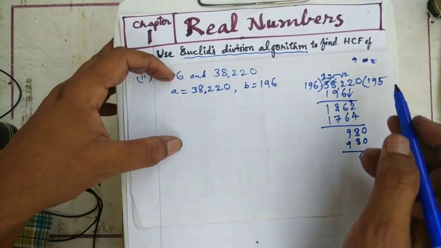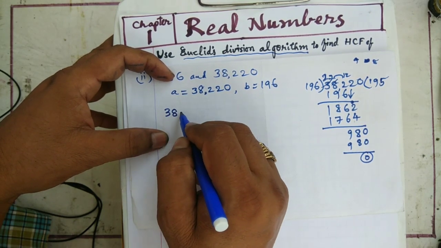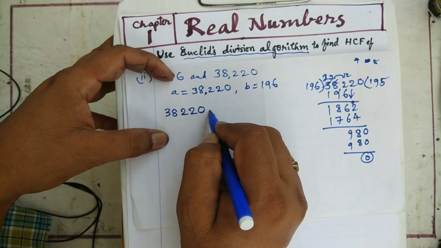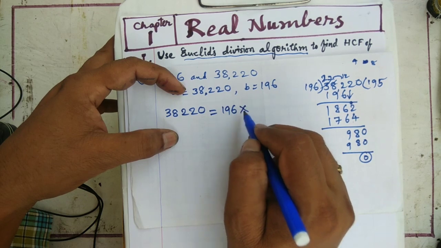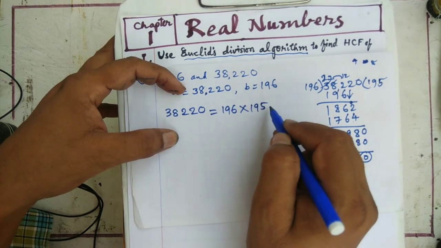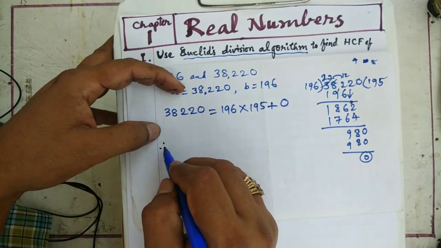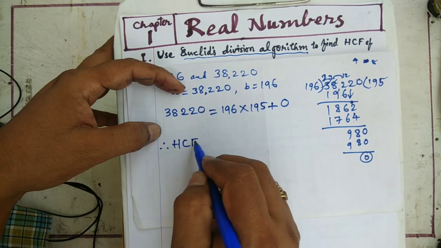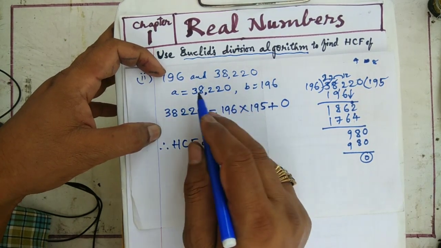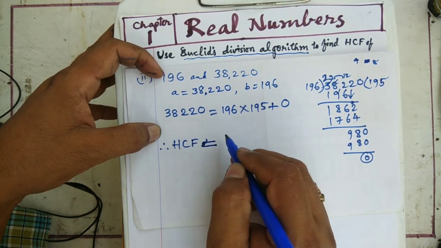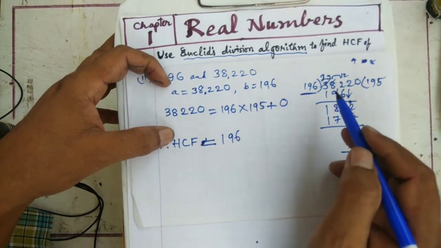So we can write it as 38,220 is equal to 196 into 195 plus 0. Therefore, HCF of 38,220 and 196 is 196. This is the divisor.